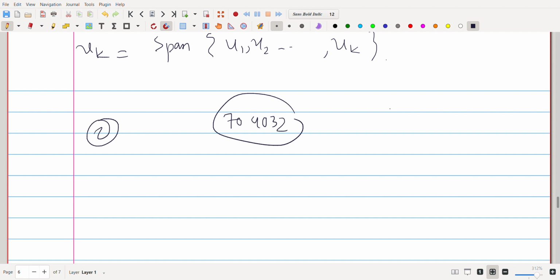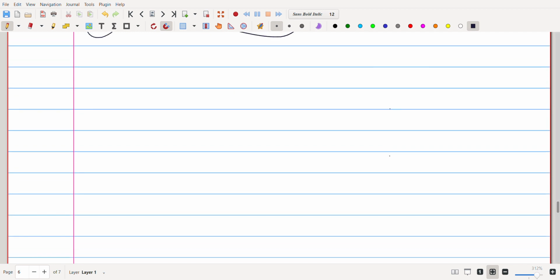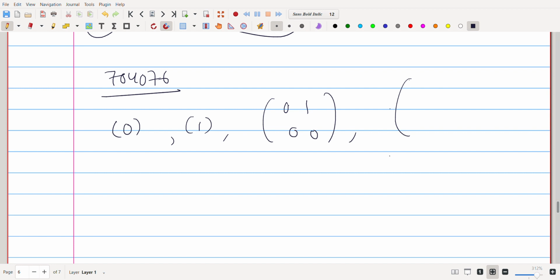Okay, so the question ID number 704076. Suppose a 7 by 7 block diagonal complex matrix has blocks: 0, 1, 0; 1, 0, 0; 2 pi i, 1, 0; 0, 2 pi i, 0; and 0, 0, 2 pi i. These are the blocks of the 7 by 7 block diagonal complex matrix.